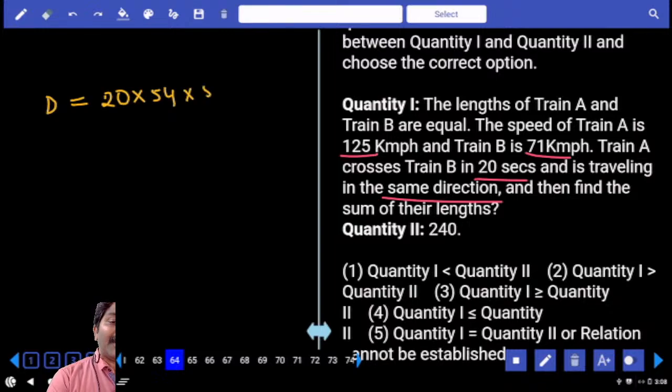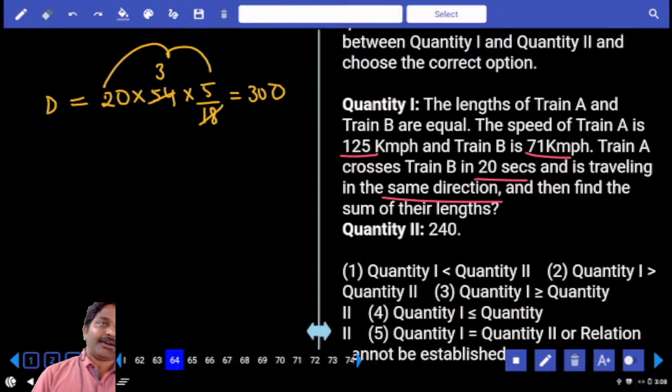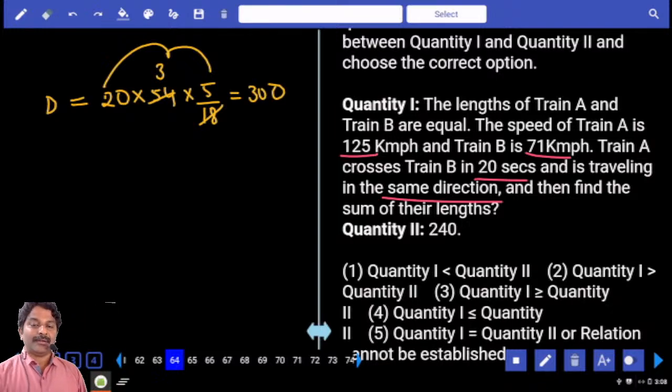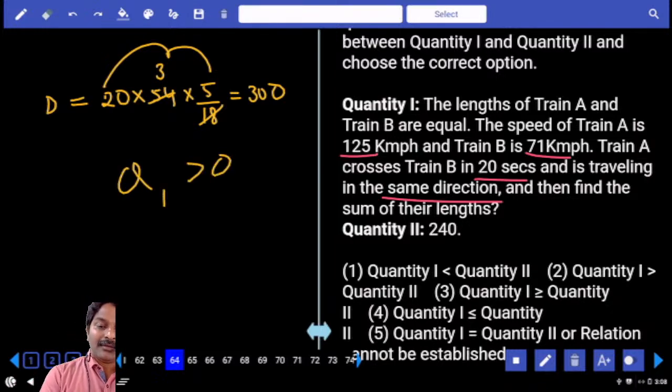54 km per hour convert into meter per second. 5/18. 18 3 times. 3 into 5 is 15. 15 into 2 is 30 and then 0. 300. Q2 240. Q1 more than Q2.